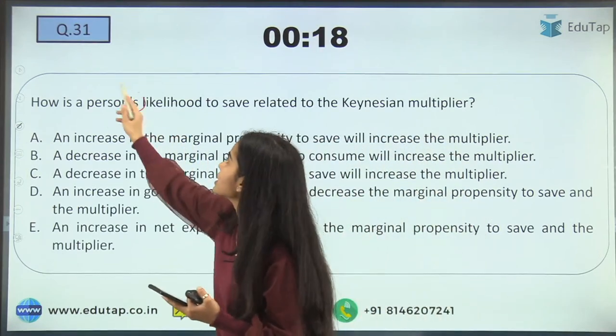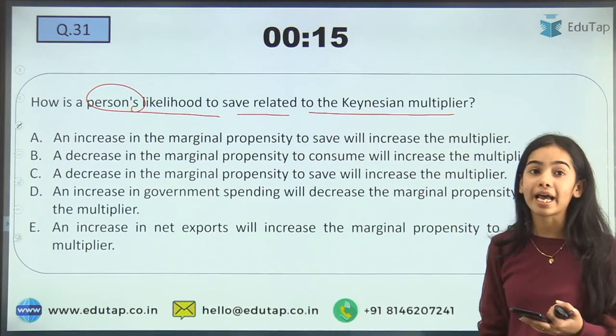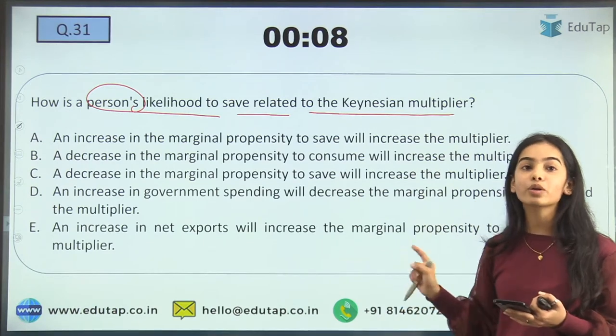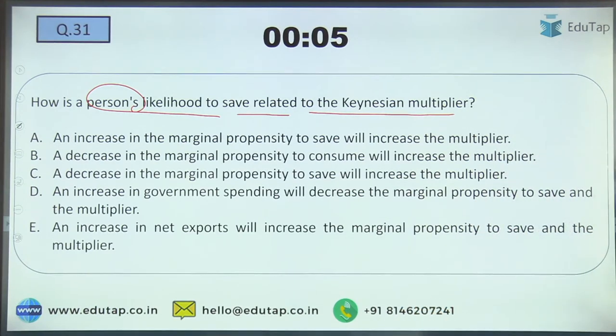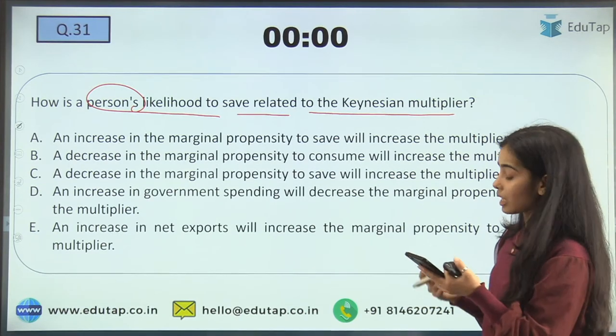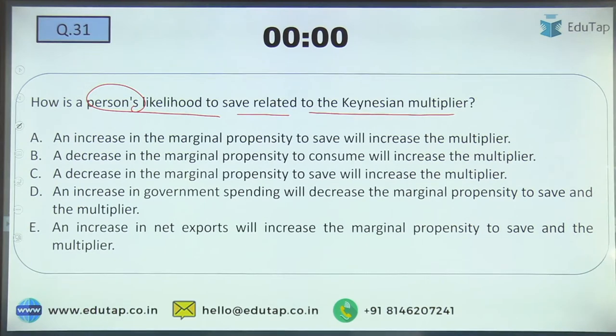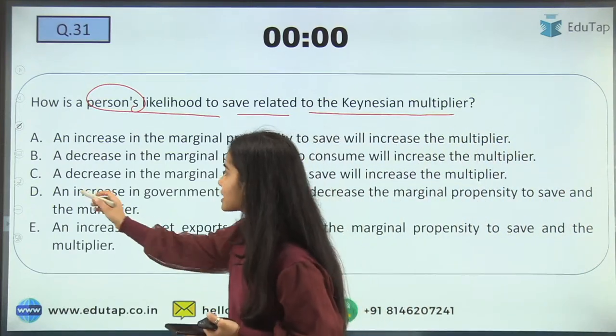So next question is, how is a person's likelihood to save related to the Keynesian multiplier? This is an application based question, and this kind of question can be asked. So please focus more and try to give the right answer of this one. Okay, I'm getting the answer A. Okay, Vanshika, Shubham, Chirag are saying C, and that is the right answer.